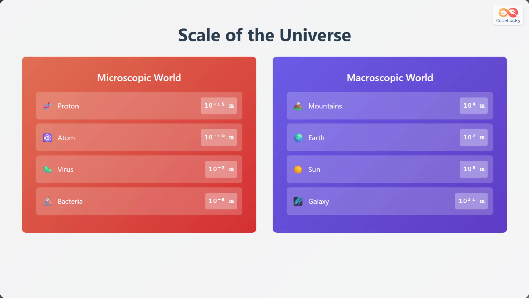In the macroscopic world, we have the following examples. Mountains can reach heights of approximately 10 to the power of 4 meters. The Earth has a size of approximately 10 to the power of 7 meters. The Sun has a size of approximately 10 to the power of 9 meters. And the galaxy has a size of approximately 10 to the power of 21 meters.